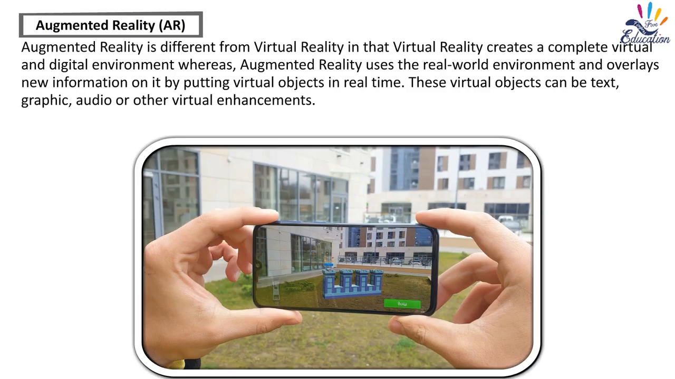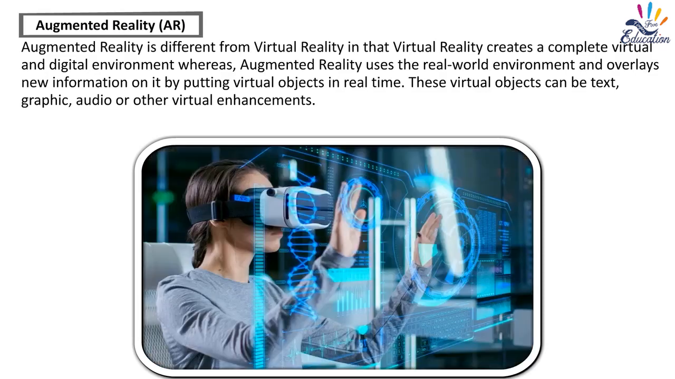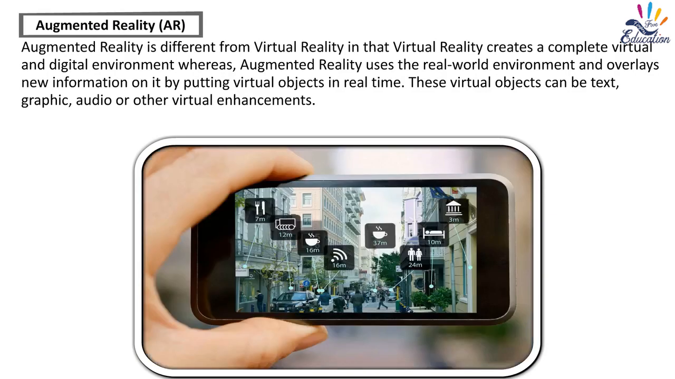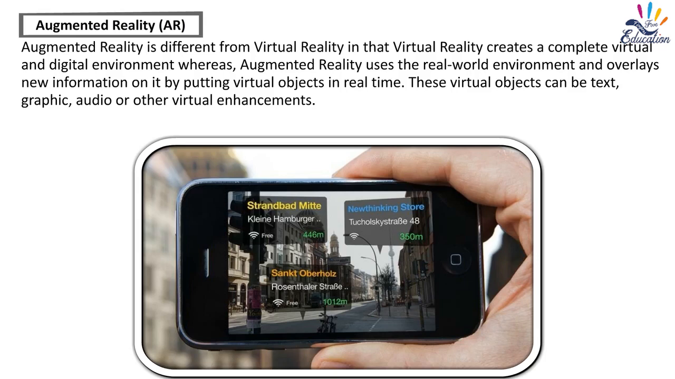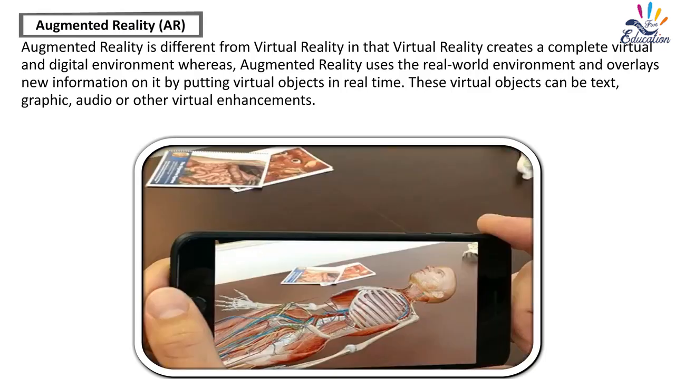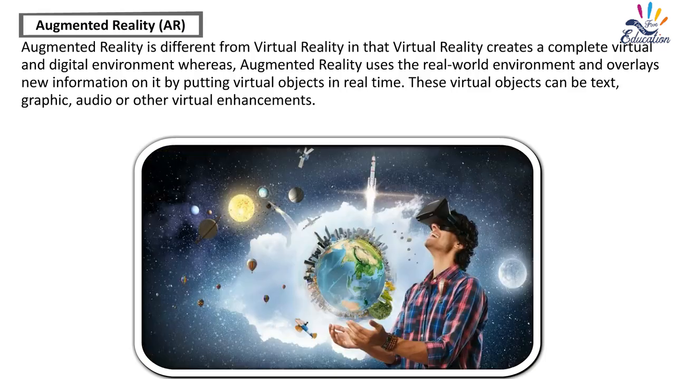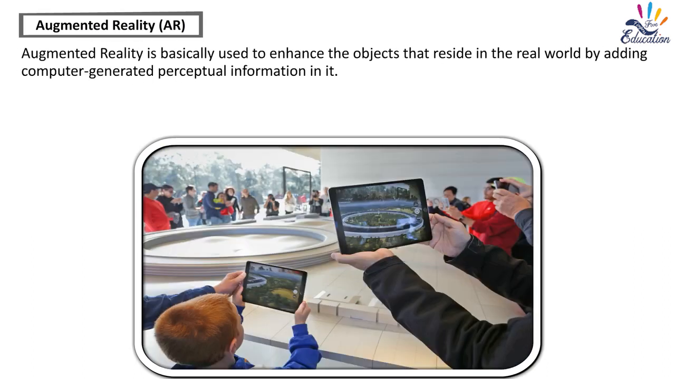Augmented reality, AR. Augmented reality is different from virtual reality in that virtual reality creates a complete virtual and digital environment, whereas augmented reality uses the real world environment and overlays new information on it by putting virtual objects in real time. These virtual objects can be text, graphics, audio, or other virtual enhancements.